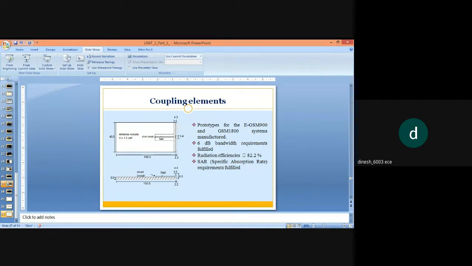Next is the coupling elements. The coupling elements are used as prototypes for the enhanced GSM 900 megahertz and GSM 1800 megahertz systems, which has a dimension of 40. The antenna height is about 3.4. The antenna volume is 1.3 cubic centimeters with a short feed in it. When you expand it, the short feed is about 3.0 thickness, with the short circuit inside, and this is the antenna field. So this shows that 82.2% efficiency is achieved with this design.